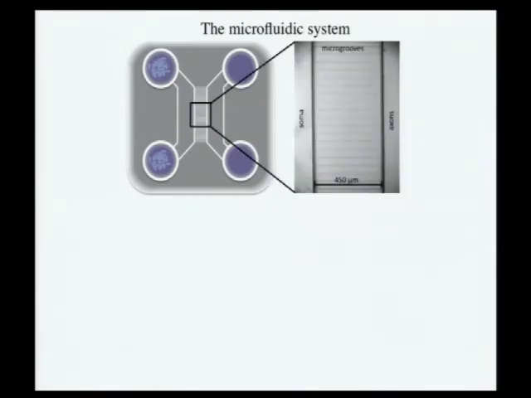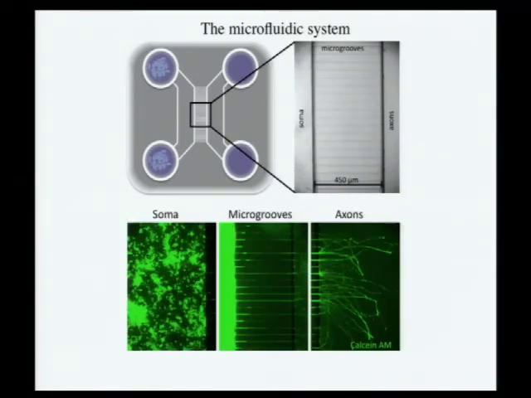Oh, sorry, this is another illustration of this, which shows the microgroove here, and you've seen that in my first slide. Here you see the soma and the axon down the microgroove, and the axon coming out on the other side, as stained by calcein AM.